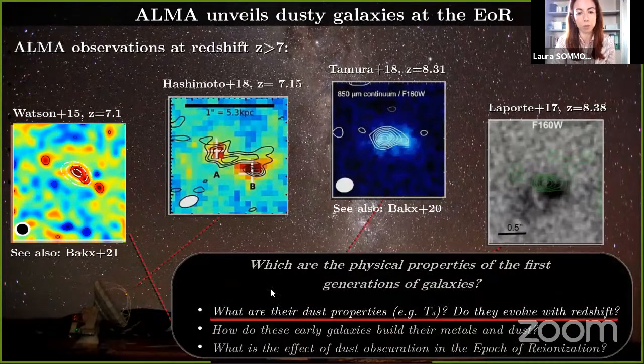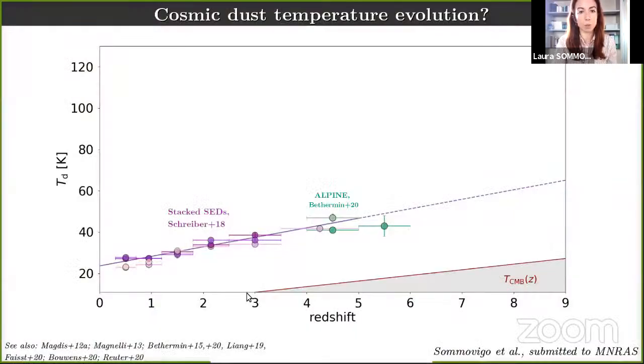Today we will focus mainly on the first question, and this brings us to the title and topic of my talk, which is the cosmic dust temperature evolution. So what is this cosmic dust temperature evolution? What you are seeing here on the y-axis is the dust temperature, and on the x-axis is the redshift.